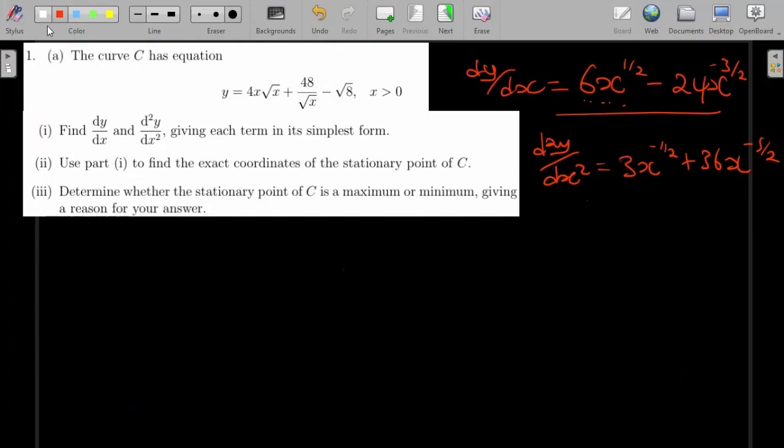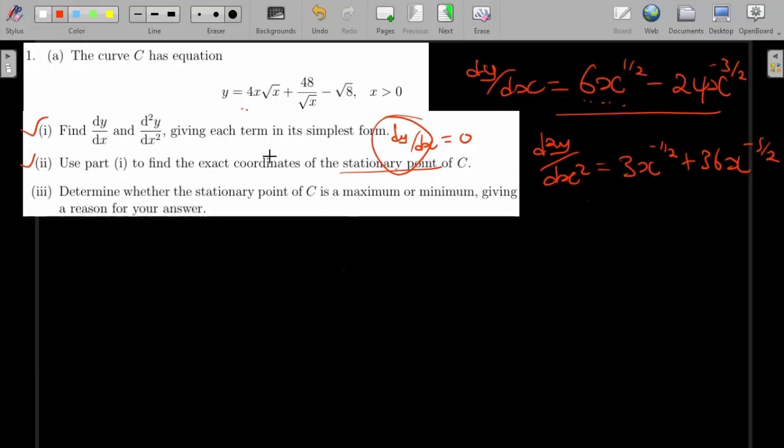Okay, so we are done with part 1, and then we go to part 2. We are saying use part 1 to find the exact coordinates of the stationary points of C. Okay, so we know that at the stationary points of this curve C, the dy/dx has to be 0. So at the stationary points here, the dy/dx will be equal to 0. So we're just going to equate our dy/dx to 0 and then solve for the value of x.